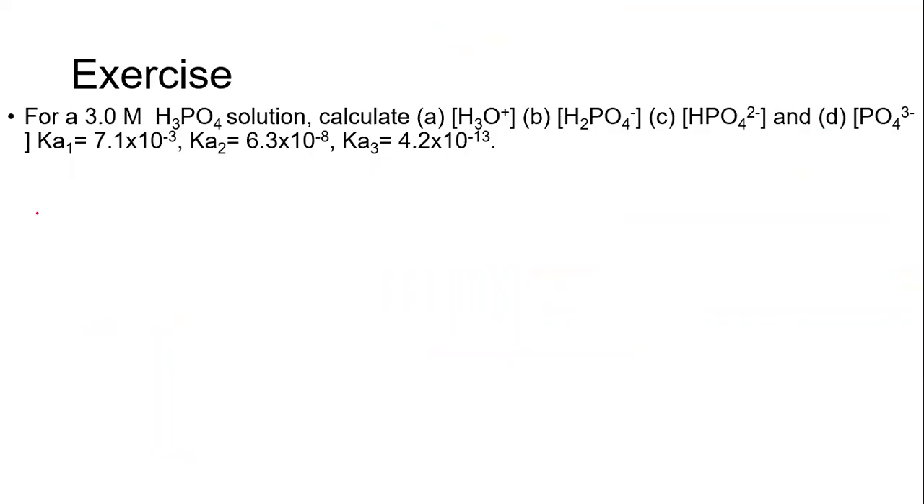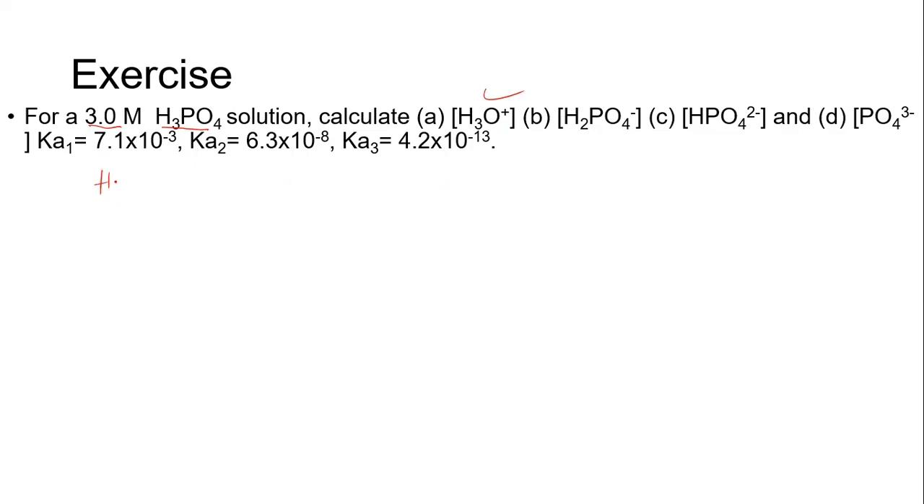So this question is talking about a polyprotic acid. We've already mentioned that for a polyprotic acid, the H plus ion is donated in steps, right? So the first H plus will come, the second one will come, the third one will come in that manner, right? Good. So we have a 3.0 molar H3PO4 solution. Then we are supposed to first of all calculate the concentration of the H3O plus ions. So we'll focus on that.